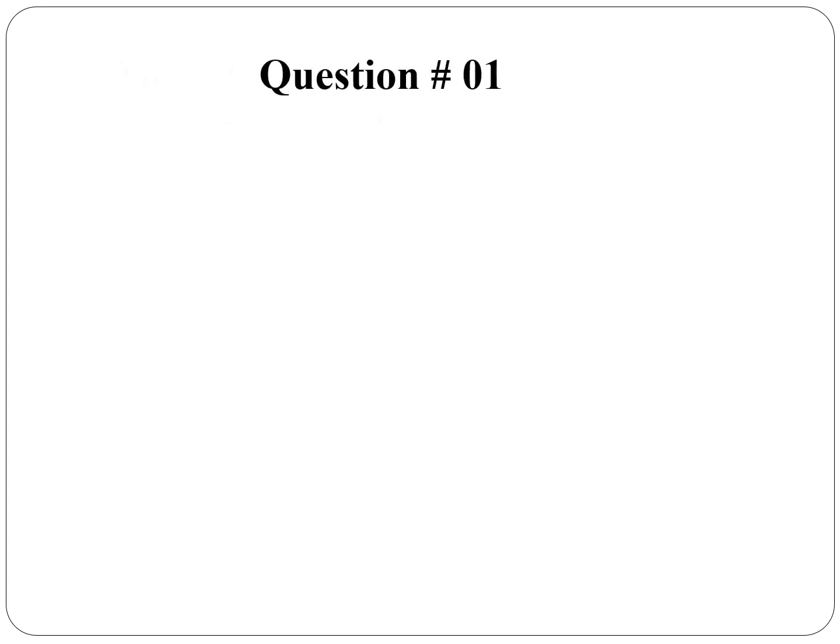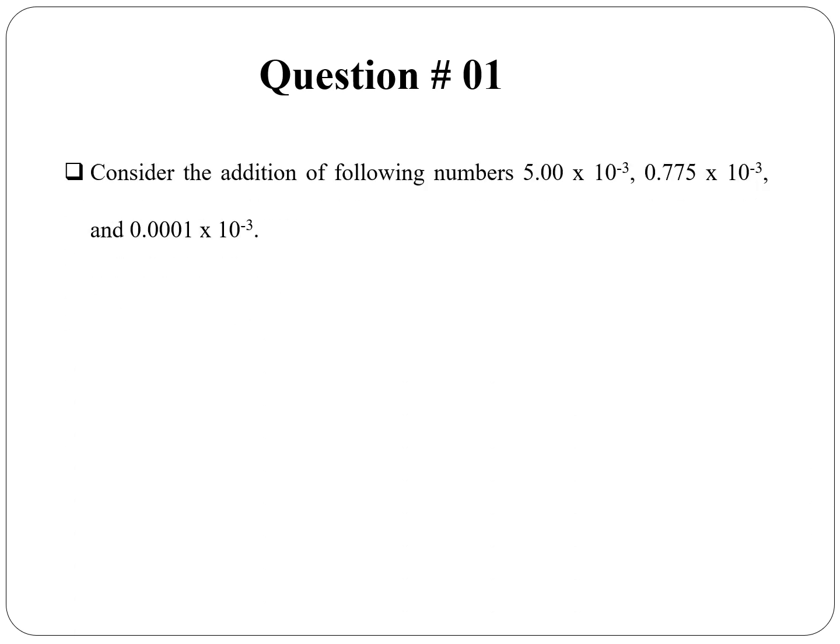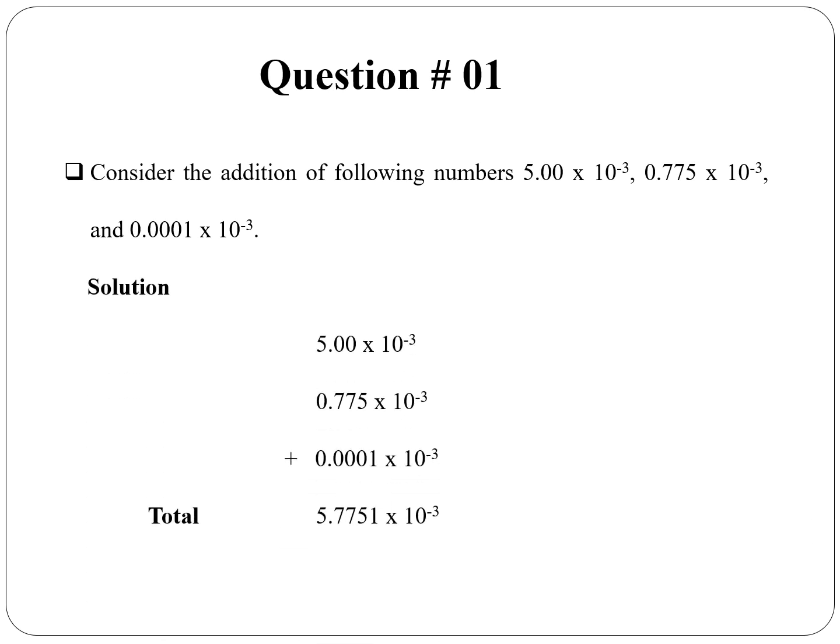Here we have few questions for practice. Question number 1. Consider the addition of the following numbers. So first of all, we will arrange them in order and then add them. After adding, we will round off the answer up to the least significant digits. So here you can see the least significant digits in a number is 1. So we will round off the answer to one digit after the decimal point.